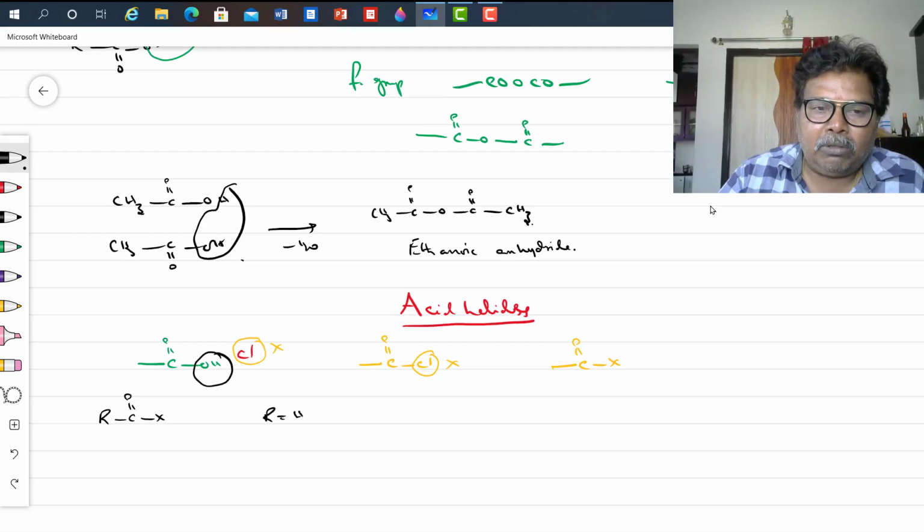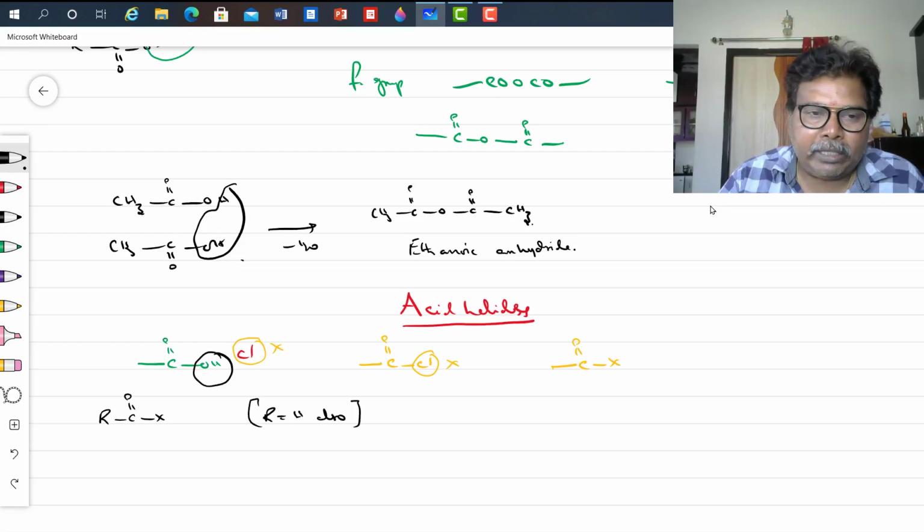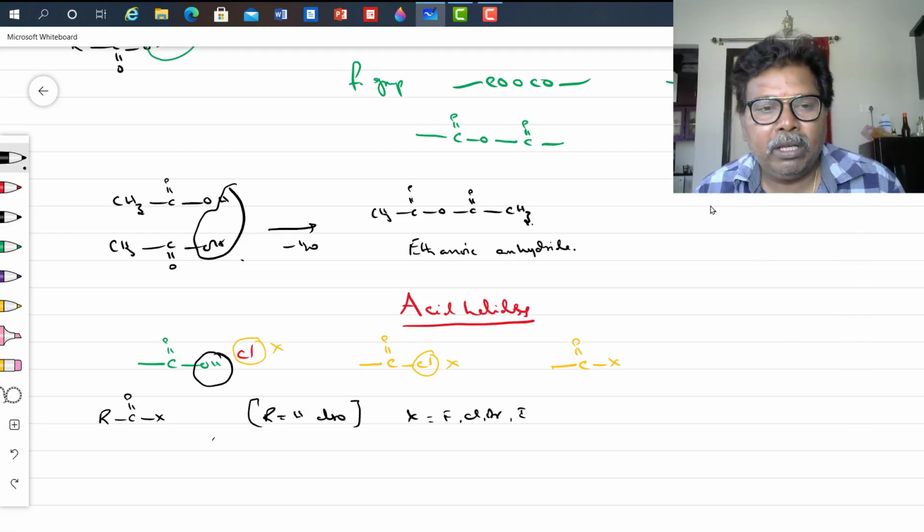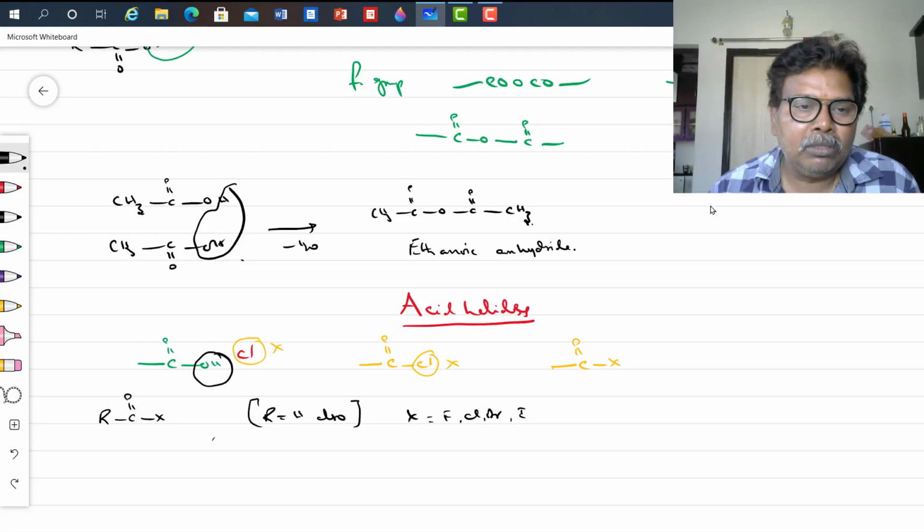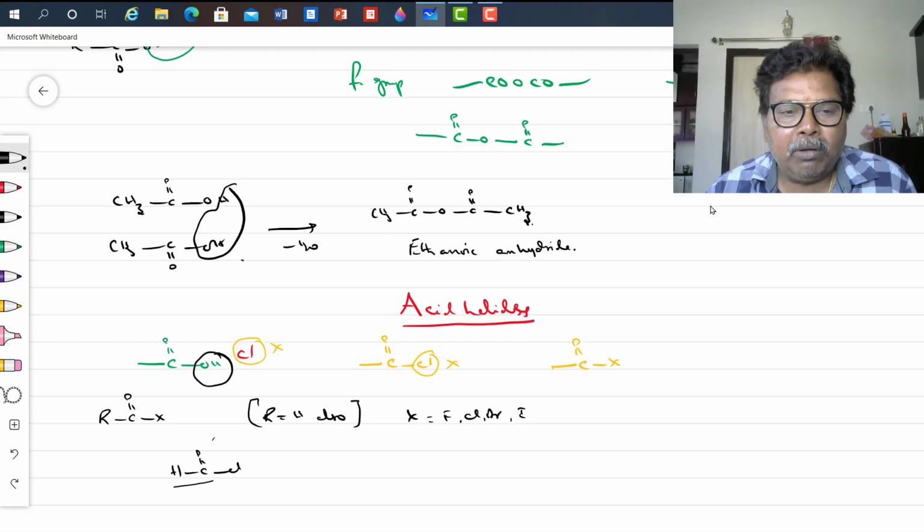R is equal to H also, because we have carboxylic acid with R equal to H. X may be fluorine, chlorine, bromine, iodine. This we discussed in plus one also. For example, HC double bond OCl. HC double bond O, formyl.